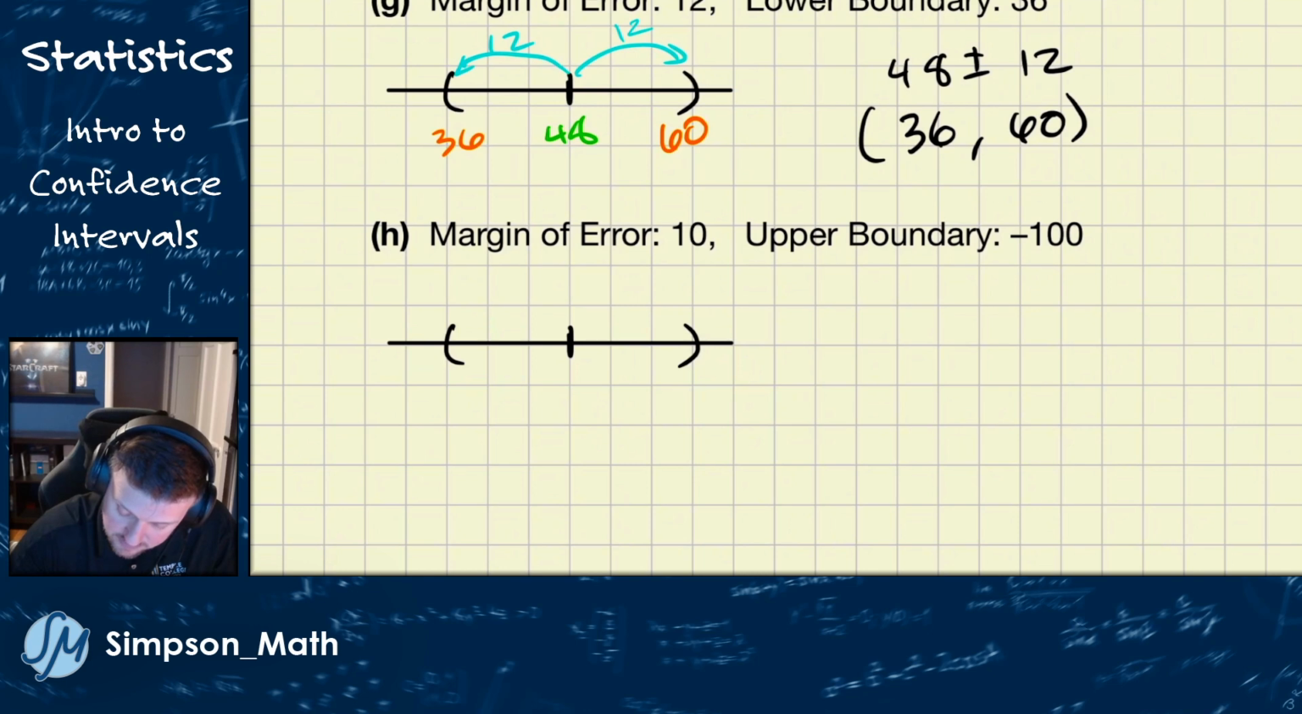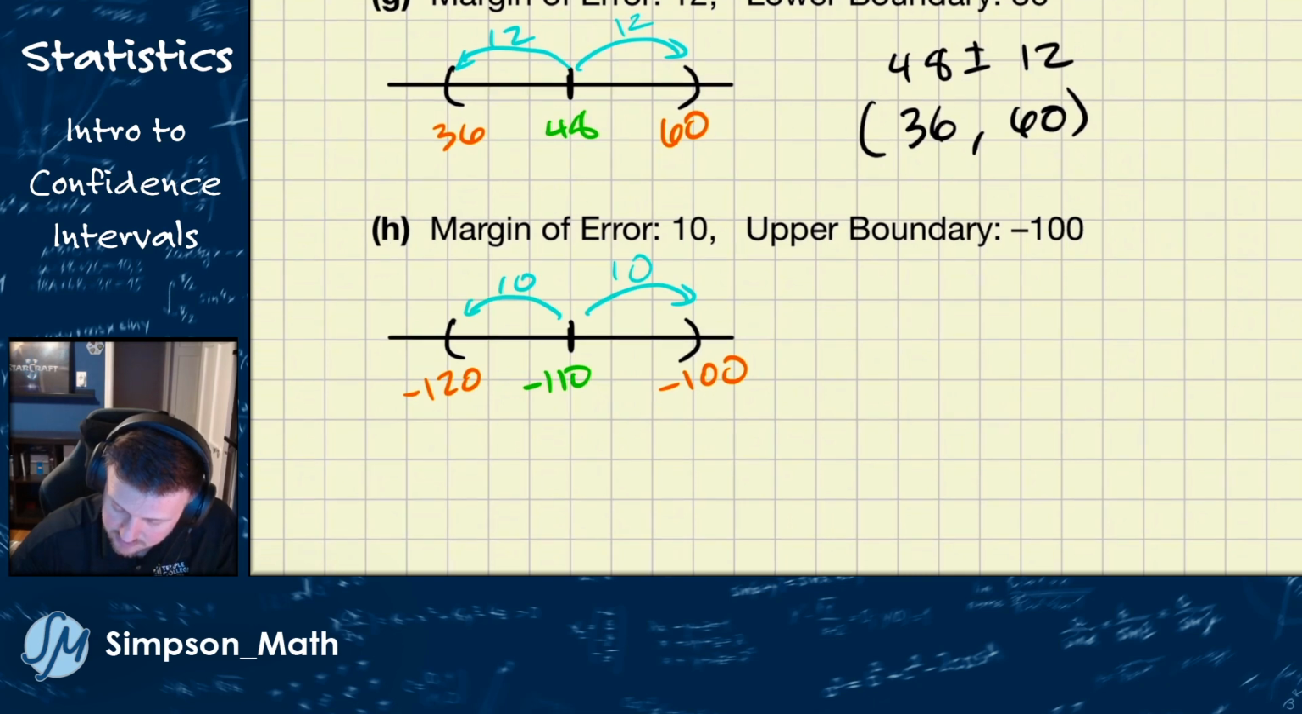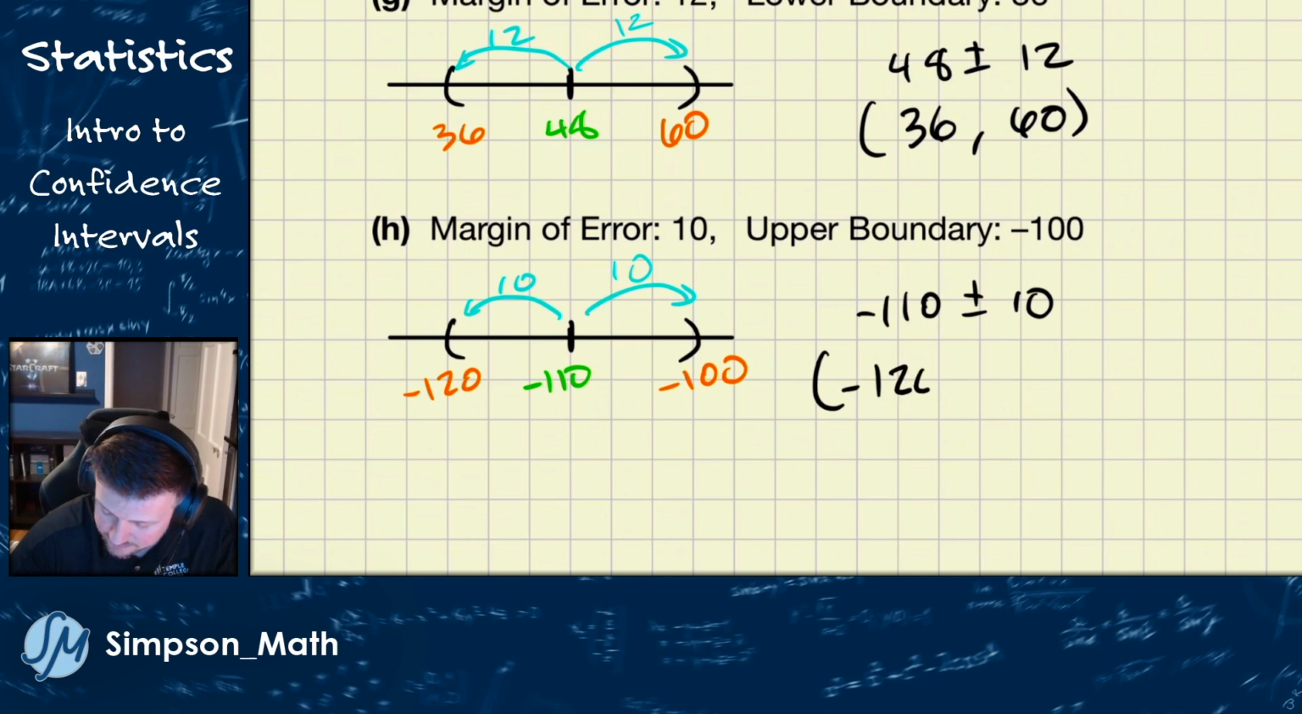I think this is the last one. If my margin of error is 10, and my upper boundary is a negative 100, do be careful because we're in the negatives. If you've lost $100, you borrowed $100 from somebody, and then you lost 10 more dollars, you now owe them $110. So that's negative 110. Subtract another 10, and that's a negative 120. So here you can be at a negative 110 plus or minus 10, or the interval from negative 120 to negative 100.